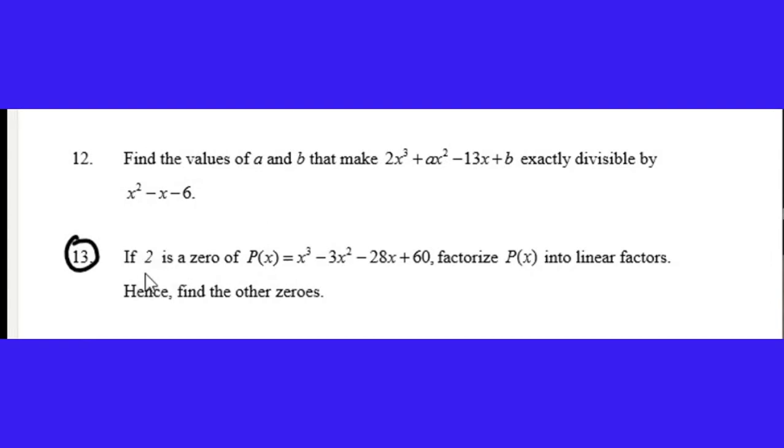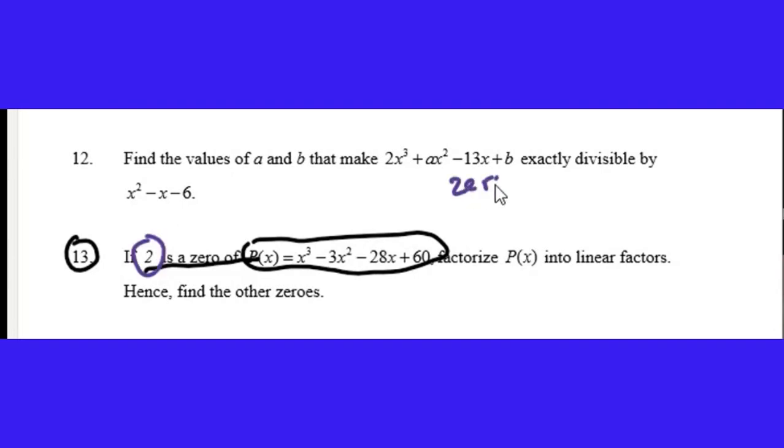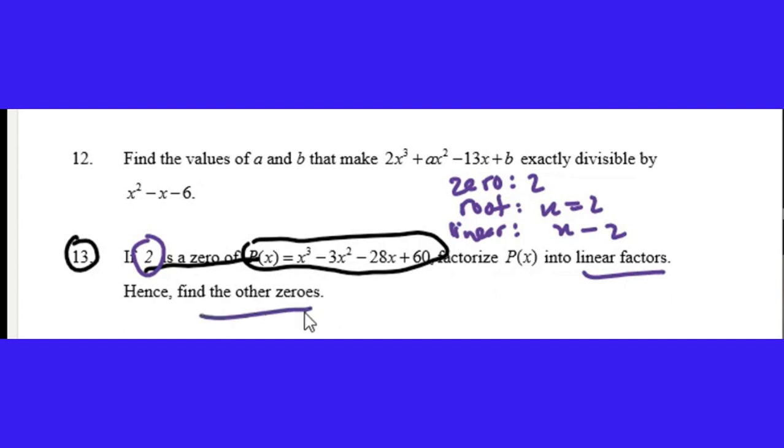If 2 is a 0 of this polynomial. Okay. 0 root, x equals to, linear factor x minus 2. 3 things dan different things. Factorize px into linear factors. So hence find the other zeros. Jadi kita kena factorize this one lah.